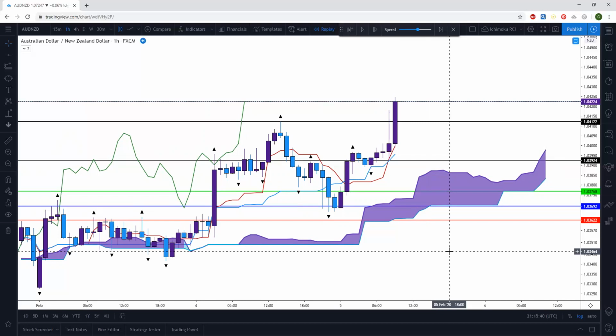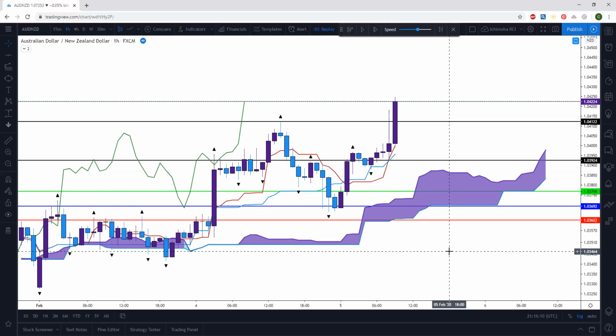Well, one could say you could get out because of that TK cross. I'm holding it because we also broke that next high fractal right there, and of course the cloud, as of right now, is angling up pretty hard. So I'm expecting price to continue to go up to the upside. All right, that's your final answer. That's my final answer.